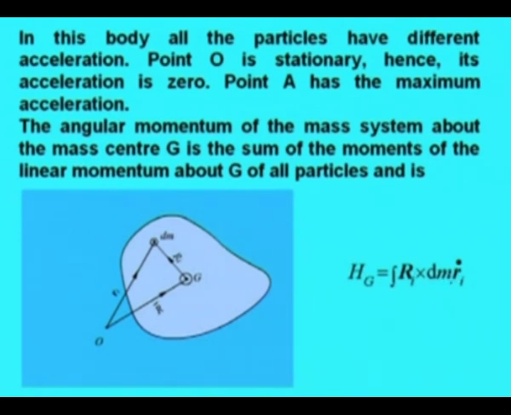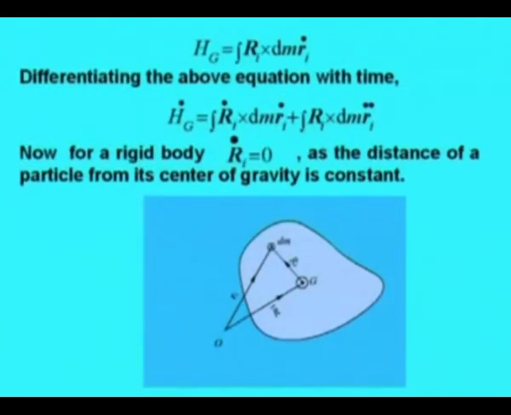Here I have taken the absolute velocity. So you write the absolute linear momentum dm ri dot and cross product it with Ri, that means the distance from the mass center. You then get the expression for angular momentum. So Hg is equal to Ri cross dm ri dot. If you differentiate this expression with time, then you will get H dot g is equal to Ri dot cross dm ri dot plus Ri cross dm ri double dot. We applied the product rule of differentiation.